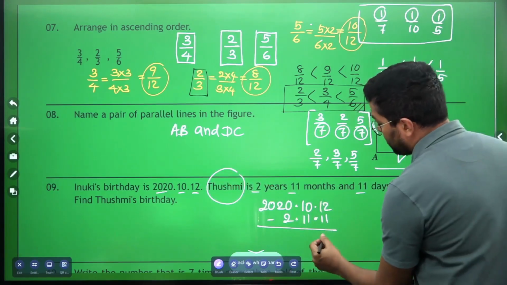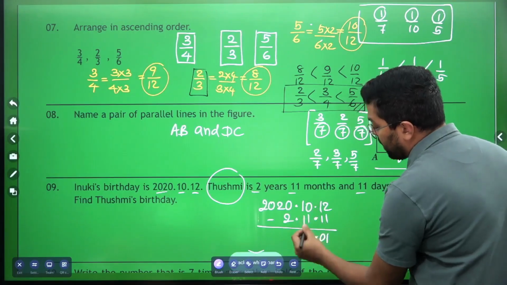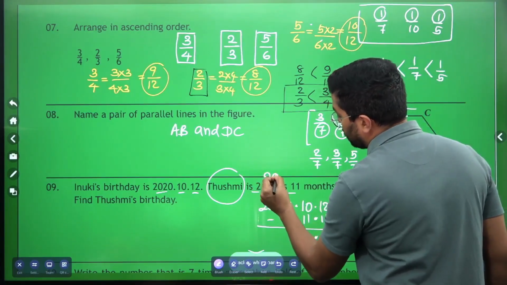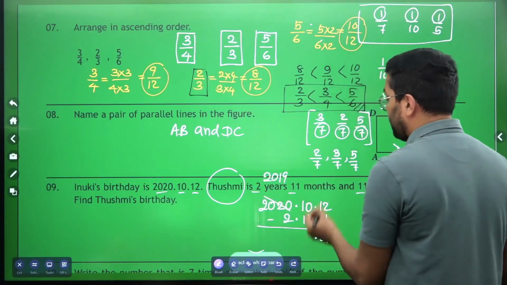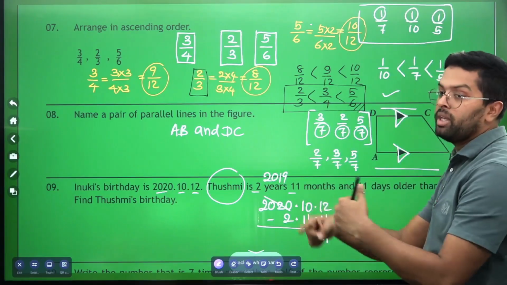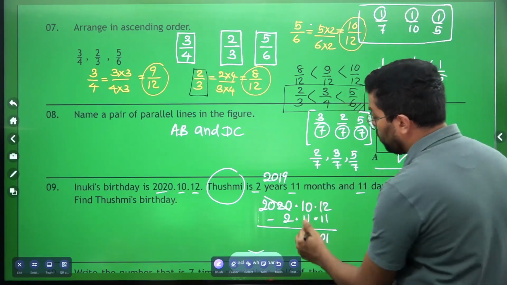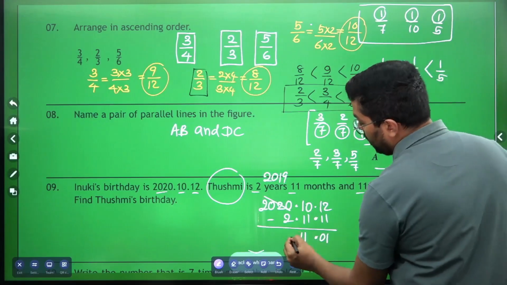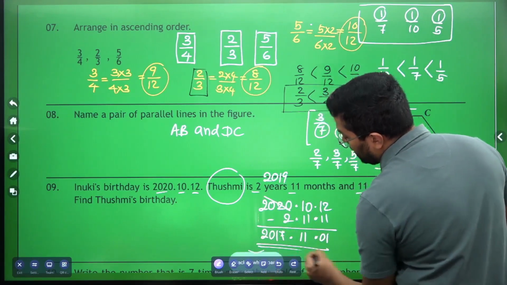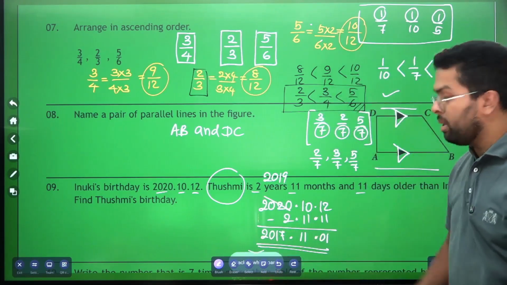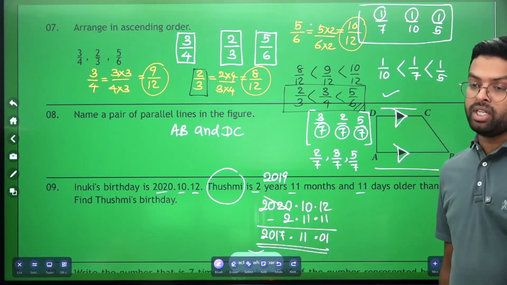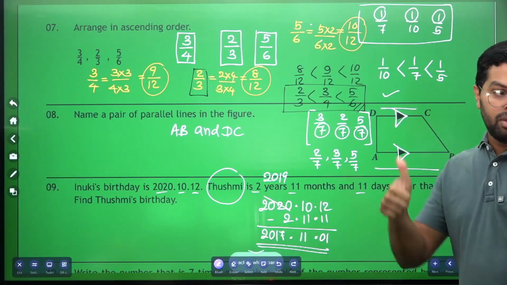So 12 minus 11 is 1. You can't subtract 11 from 10, so let's bring 1 year from the years column. So you will have 2019 here, and 12 months will be transferred into the months column. So 12 plus 10 altogether is 22, and 22 minus 11 is 11. 2019 minus 2 is 2017. So Tushmi's birthday is 1st of November 2017. Agree? Am I clear enough? All good?